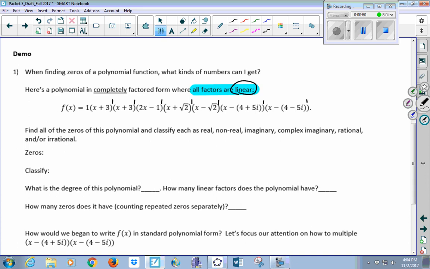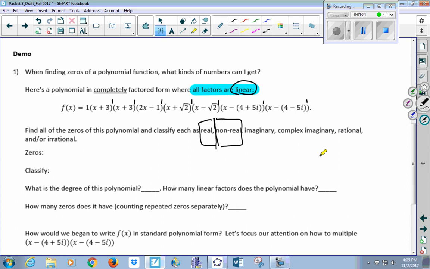Okay, find all the zeros of this polynomial and classify. So we're going to classify them. And the big two categories would be real or non-real. That's first how you classify your zeros. Is it a real number or is it not a real number? And then from there we could be more specific. If it's a real number, is it rational or irrational? If it's non-real, is it complex imaginary or imaginary?